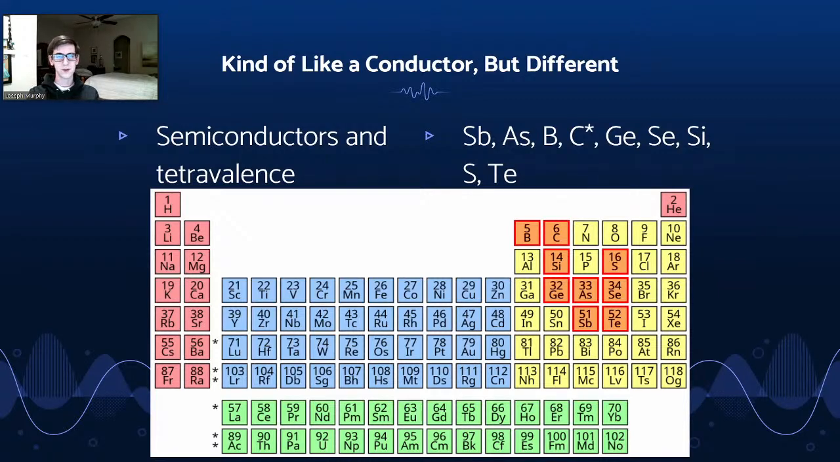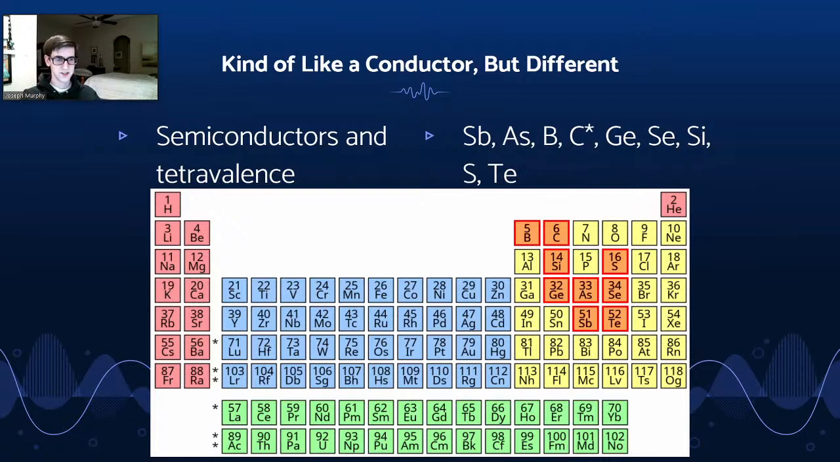So quite a few elements serve as good semiconductors. I highlighted them on this periodic table. Antimony, arsenic, boron, carbon, germanium, selenium, silicon, sulfur, and tellurium. Carbon is a semiconductor sometimes and not other times. We'll get to that later. But you'll notice that of all of these elemental semiconductors, 3 of which, carbon, silicon, germanium, are easily recognizable as being tetravalent. They have 4 valence electrons in a neutral atom.